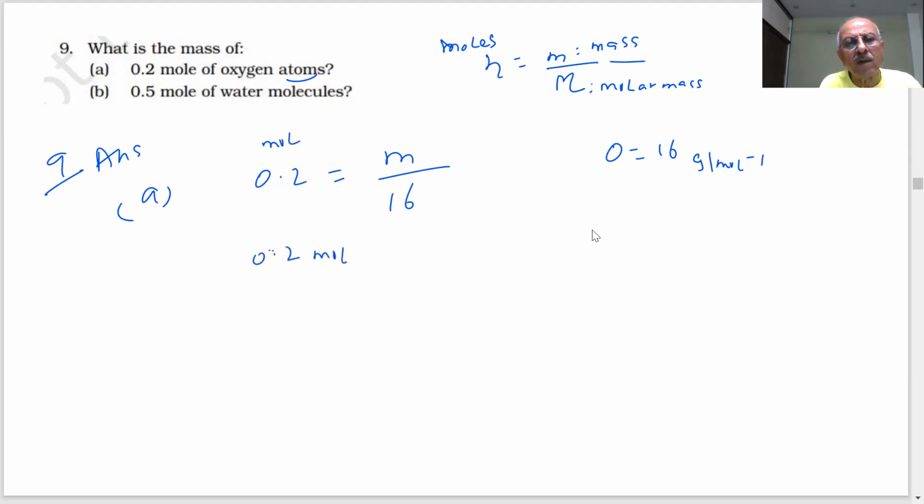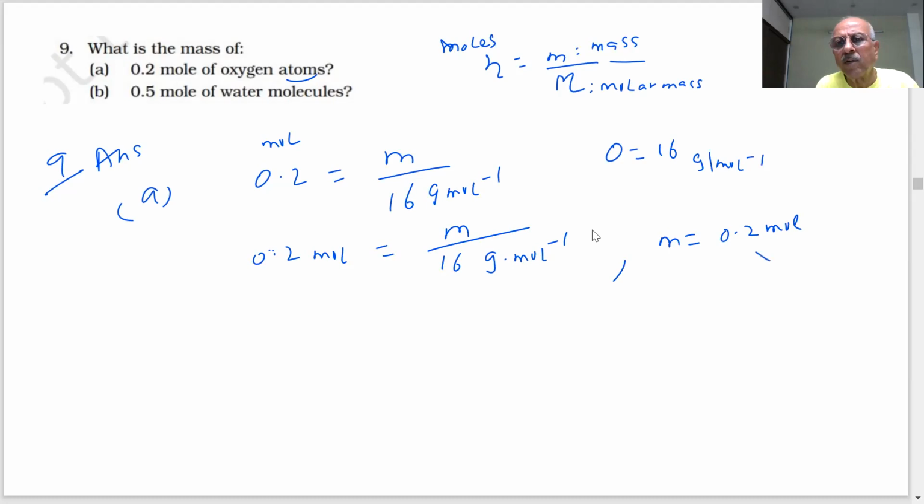0.2 mole is equal to m by 16 gram per mole. So what is m then? 0.2 mole into 16 gram per mole. How much does it come? 0.2 into 16, 3.2 gram. Okay. Next, 0.5 mole of water.